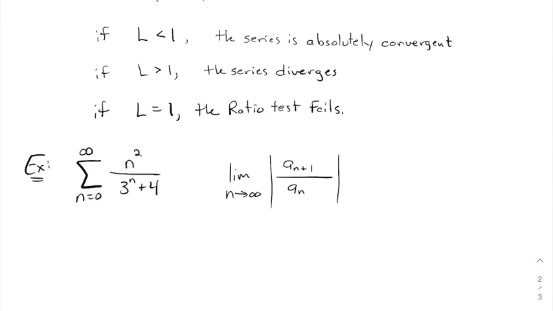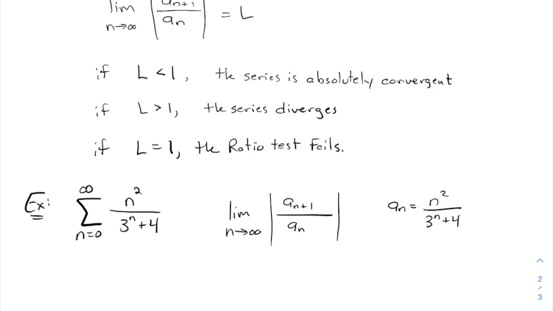But let's look at what this is. A sub n is just n squared over 3 to the n plus 4. A sub n plus 1, I'm going to write above it here, is n plus 1 squared over 3 to the n plus 4, or 3 to the n plus 1 plus 4.